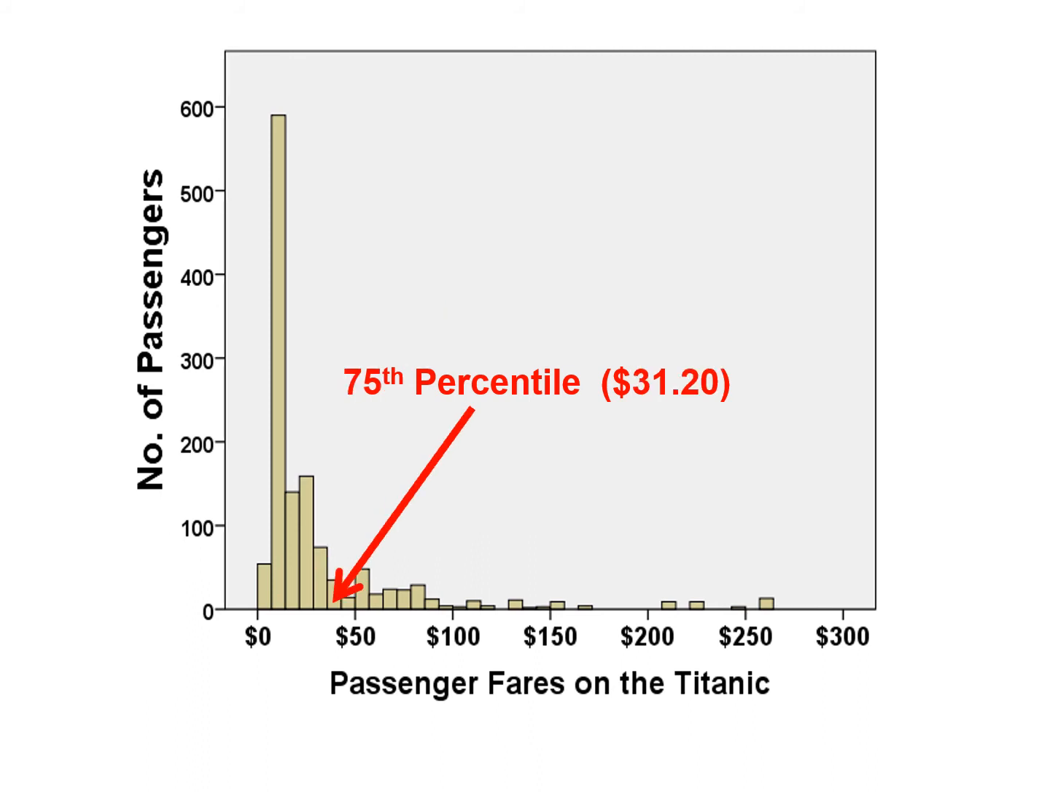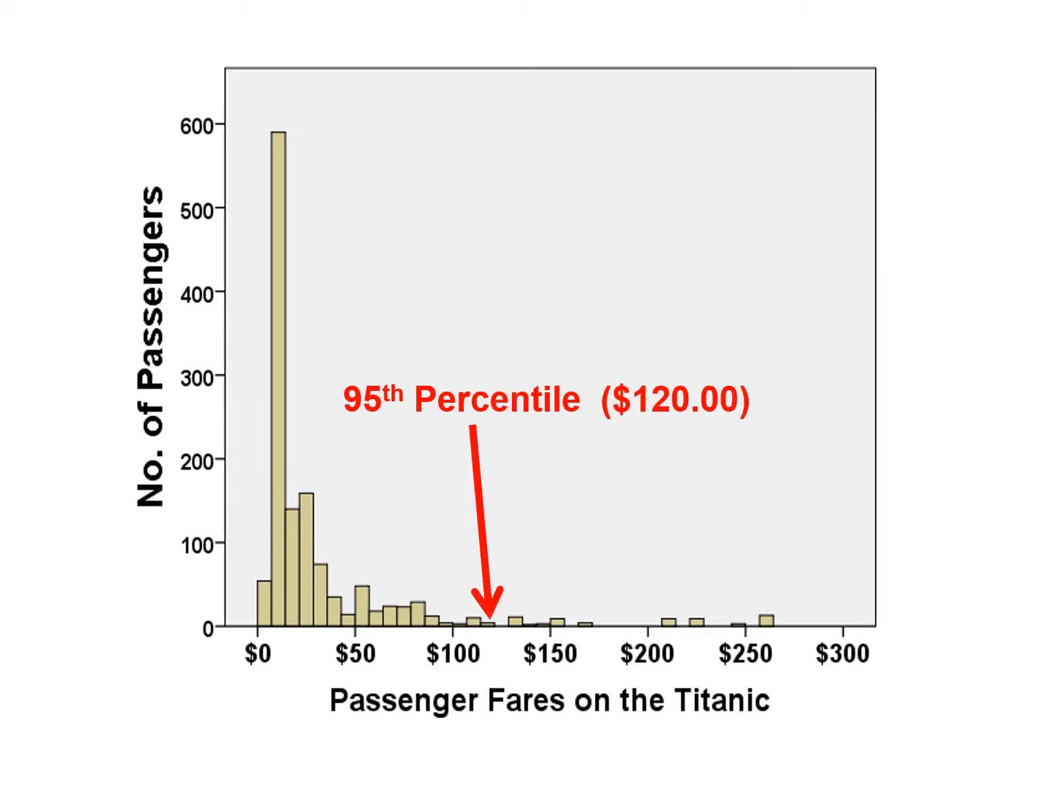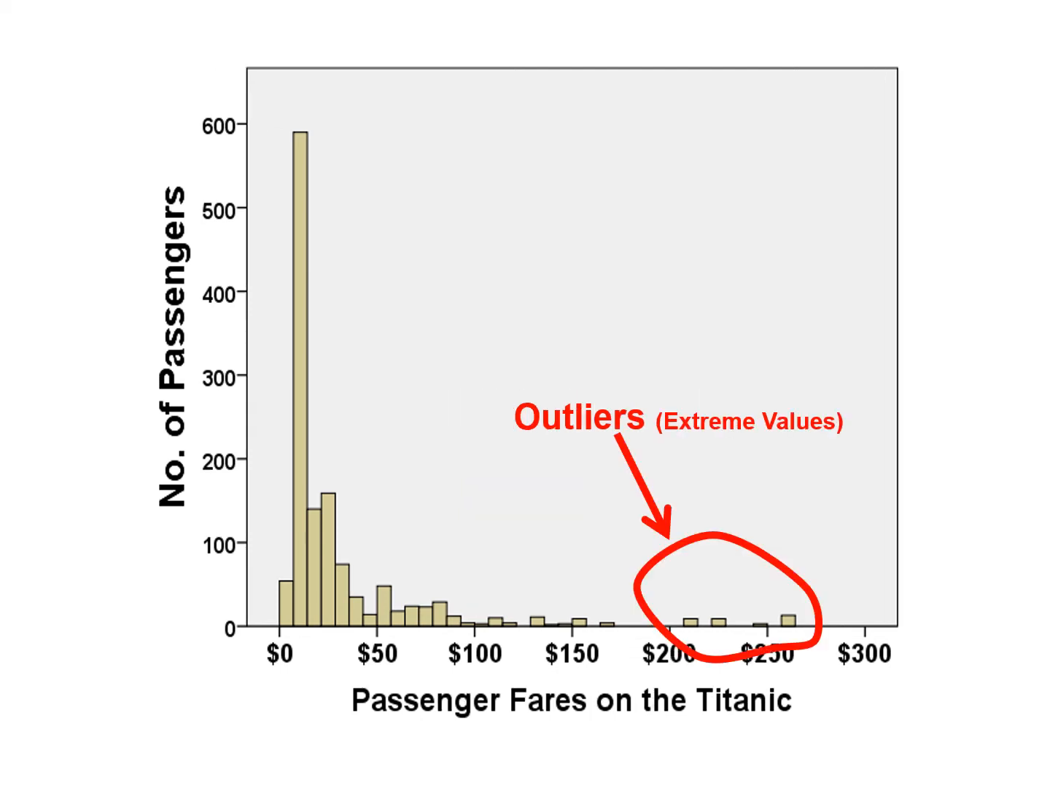Here's the 75th percentile, $31.20. Here's the 90th percentile at $77.62. At the 95th percentile, we have $120. So 95% of passengers paid less than $120. But there were 5% who still paid more than that. And here, way out at the tip of the tail, are a few passengers who paid $200 or more. We sometimes call these extreme values outliers.